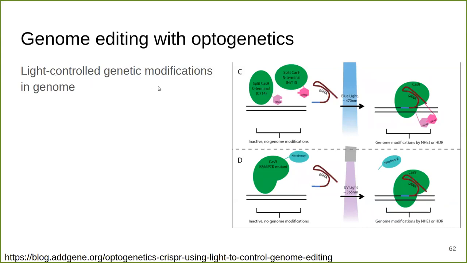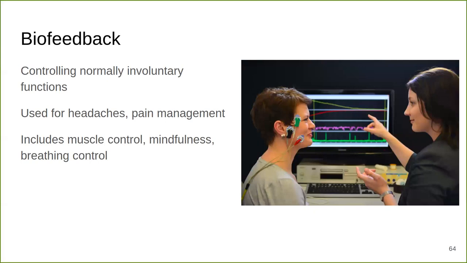So you can have light-controlled genetic modifications in the genome, and not leave it up to chance, to have a really controlled interaction with the genome. It doesn't matter what type of cell. So yeah, there are some ways you can affect the neural system, and one of the applications of this type of interaction with the neural system is neural interfaces.